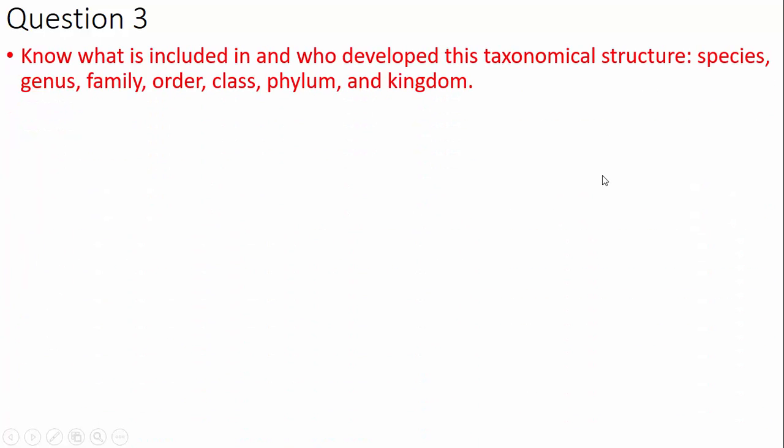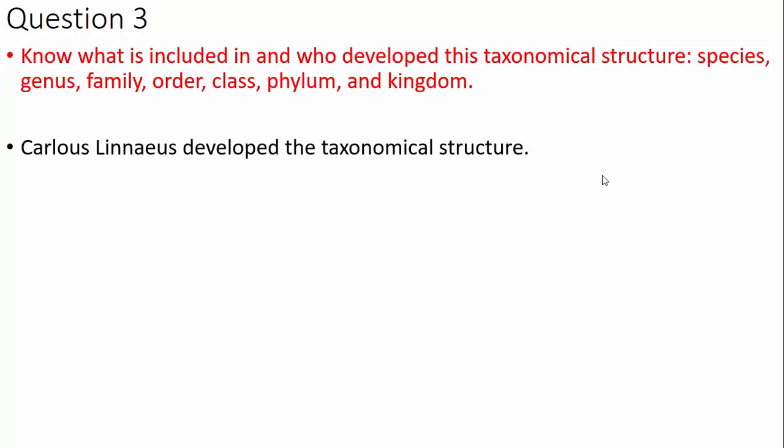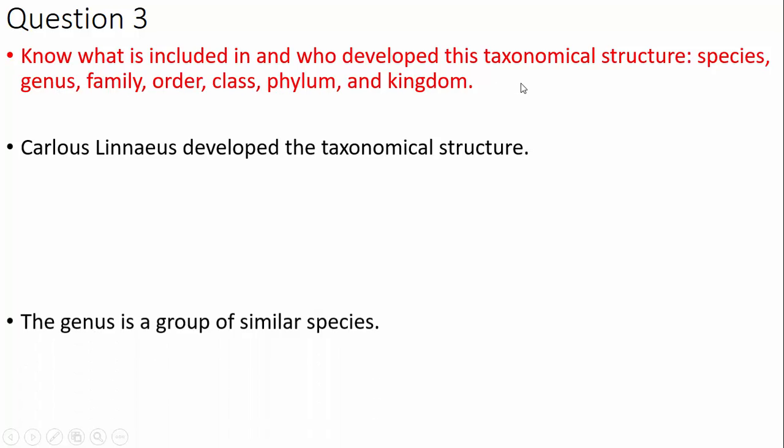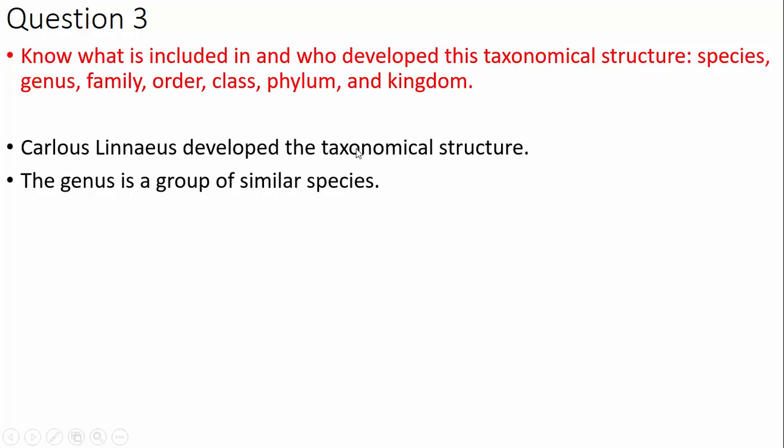All right, number 3, know what is included in and who developed this taxonomical structure: the species, the genus, the family, the order, class, phylum, and kingdom. Well, that is Carolus Linnaeus. He developed the taxonomical structure, and there are 1, 2, 3, 4, 5, 6, 7 taxa. Now, the genus is a group of similar species.